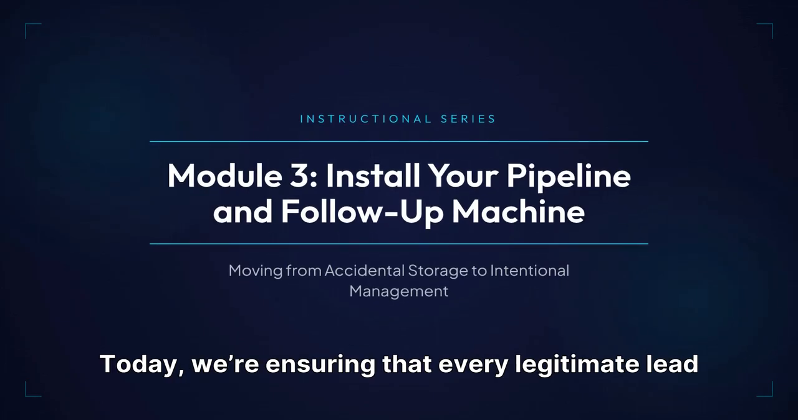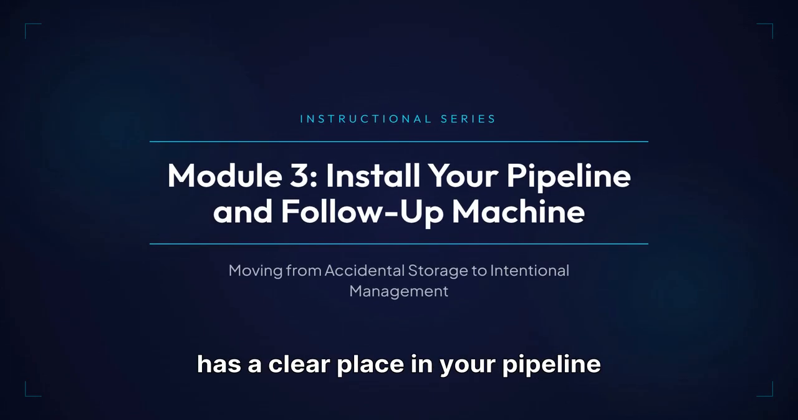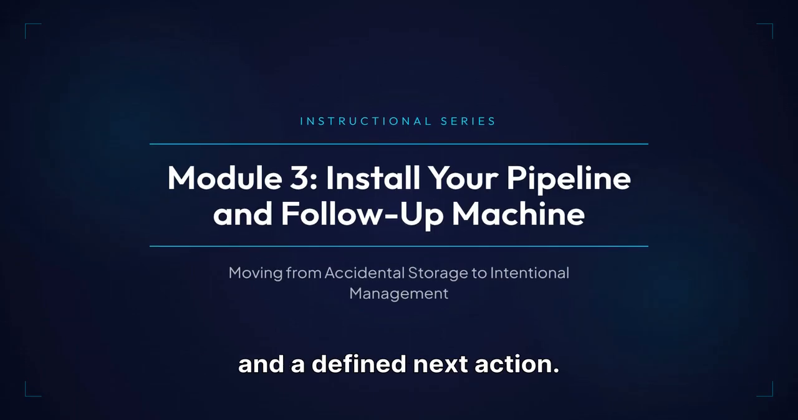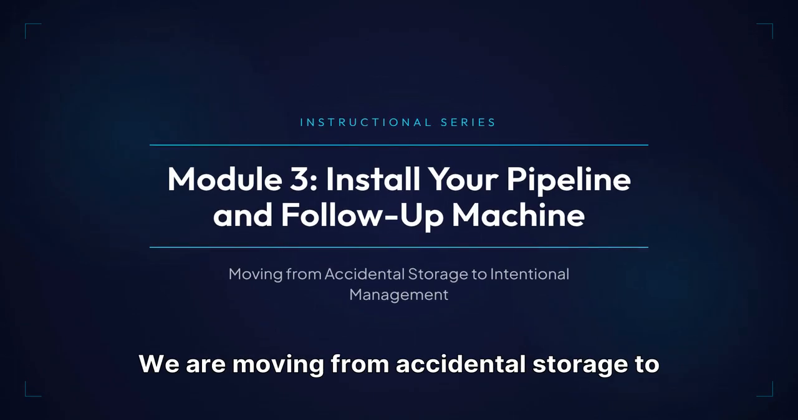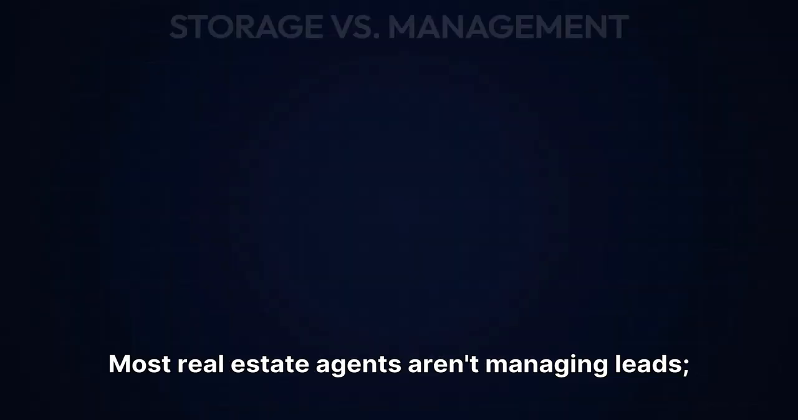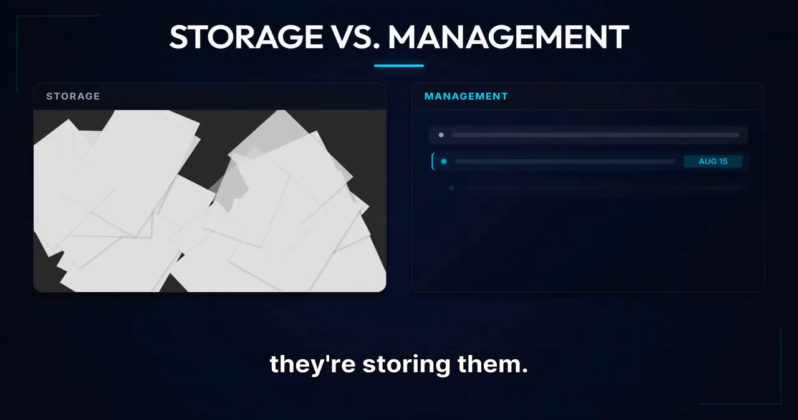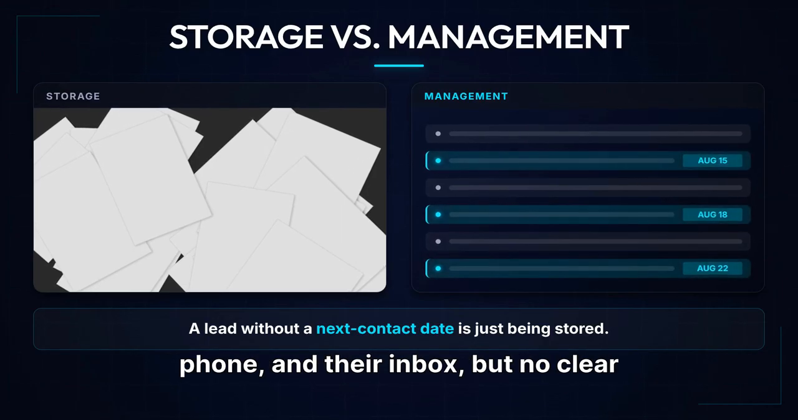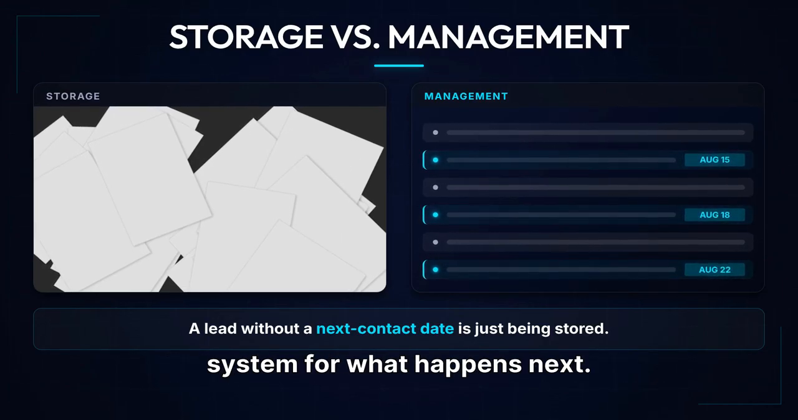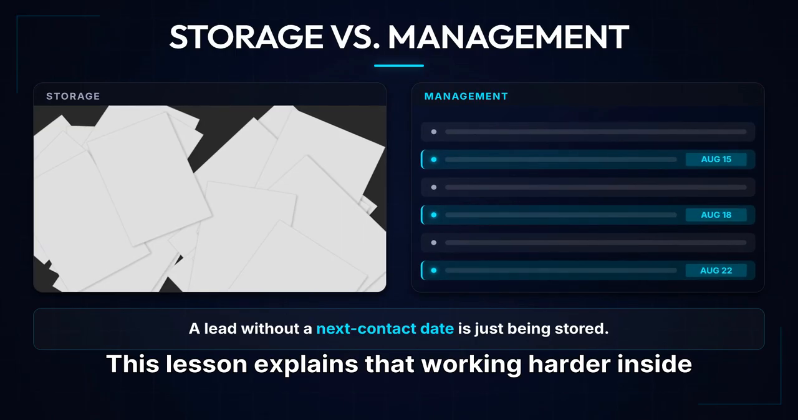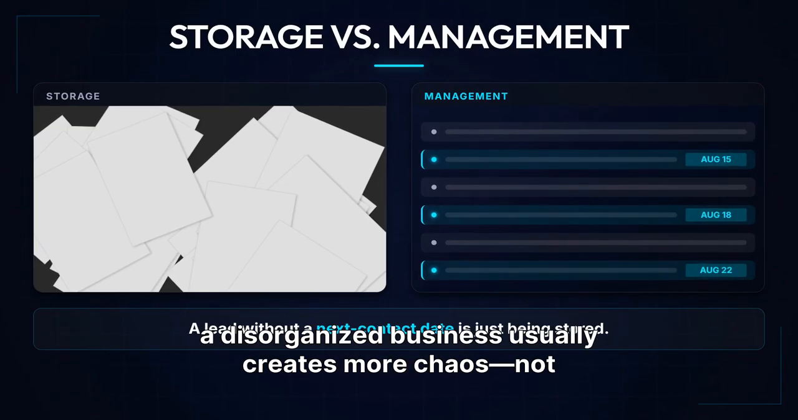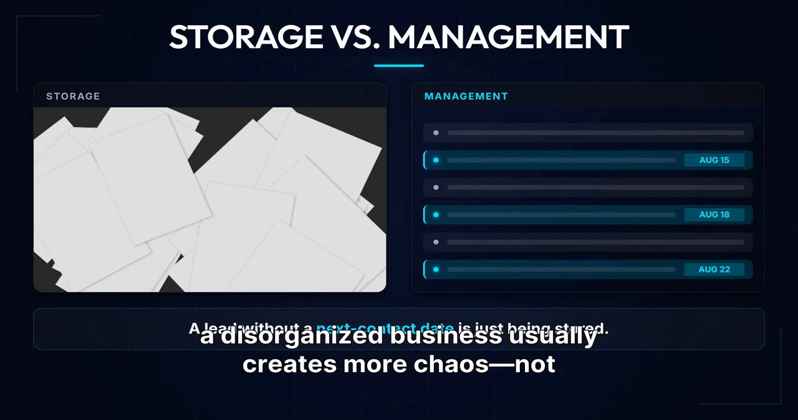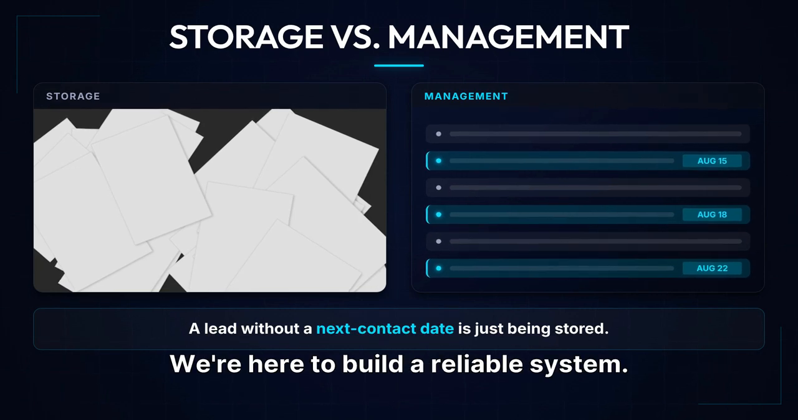Today, we're ensuring that every legitimate lead has a clear place in your pipeline and a defined next action. We are moving from accidental storage to intentional management. Most real estate agents aren't managing leads, they're storing them. They have contacts in their CRM, their phone, and their inbox, but no clear system for what happens next. This lesson explains that working harder inside a disorganized business usually creates more chaos, not more income. We're here to build a reliable system.